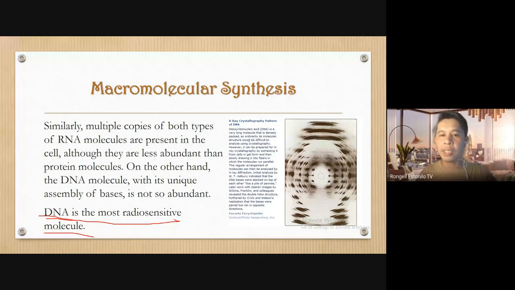Ordinarily, its molecular structure would be difficult to analyze using crystallography. However, it can be prepared for X-ray crystallography by extracting it from cells in fiber or gel form, and then slowly drawing it into fibers in which the molecules run parallel. So we know how the DNA looks like. We call that the double helix structure.